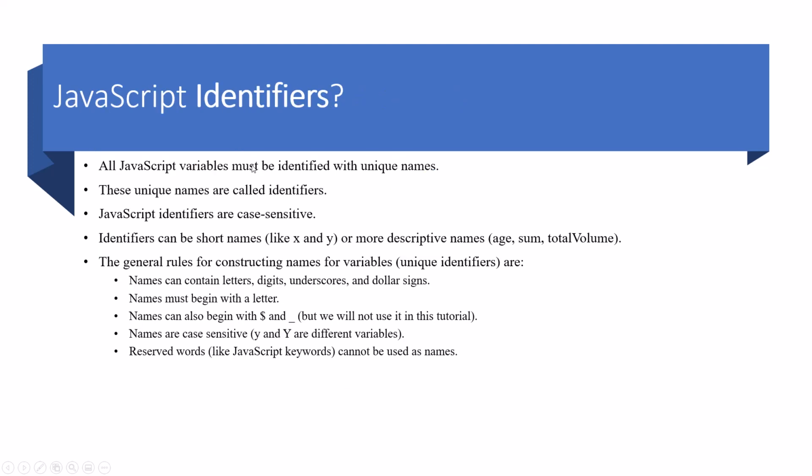The next is what are the different JavaScript identifiers. All JavaScript variables must be identified with unique names, and these unique names are called identifiers. JavaScript identifiers are case sensitive, like JavaScript variables, and identifiers can be short names like x and y or more descriptive names like age, sum, total, volume. There are some general rules for constructing names for variables or unique identifiers, which I showed at the beginning of the video. These are the same rules we have for identifiers also, because all variables are identifiers.